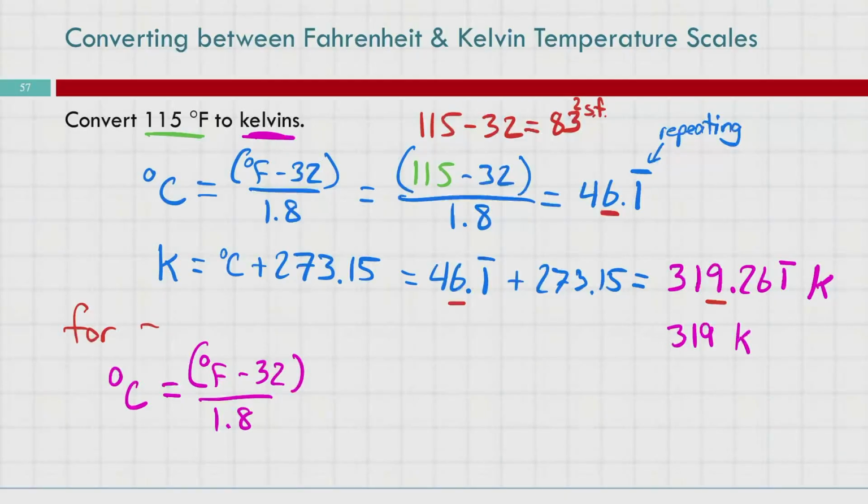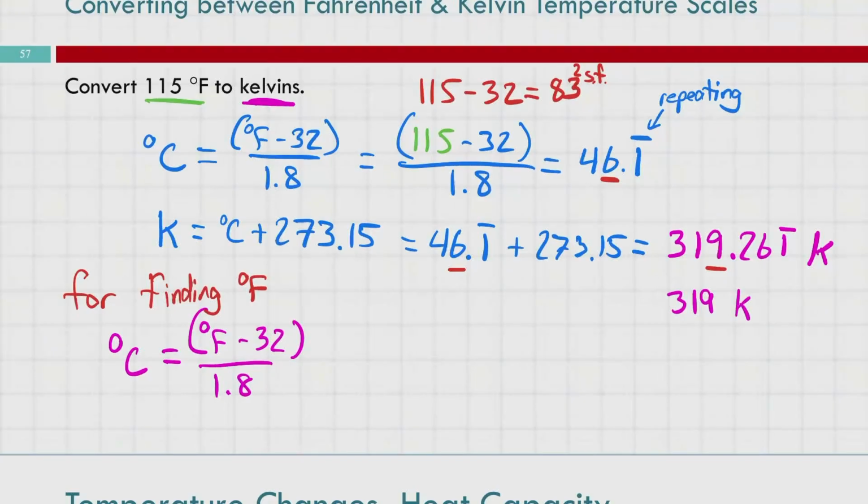So for finding degrees Fahrenheit. Some of you, it may have been a while since you took algebra. Maybe you didn't like it. Maybe you still don't like it. Understandable. But we do need to be able to do a little bit of algebra sometimes in this class. So finding degrees Fahrenheit, we want degrees Fahrenheit by itself on its own side. So we need to move the 1.8 and the 32 over to the left side. We have to do one of those first. So we have to move the 32 or the 1.8 first. Who knows which one we're moving first?